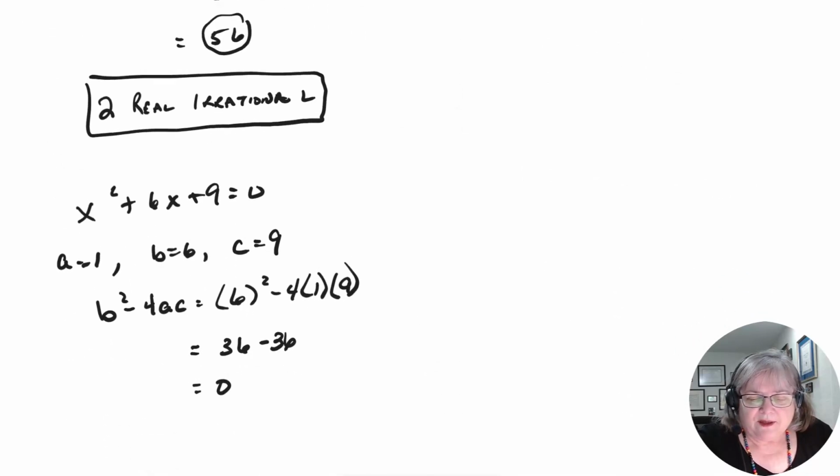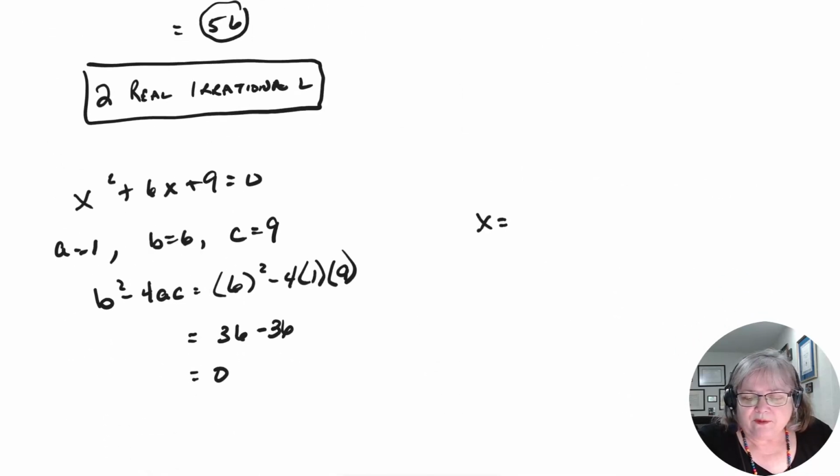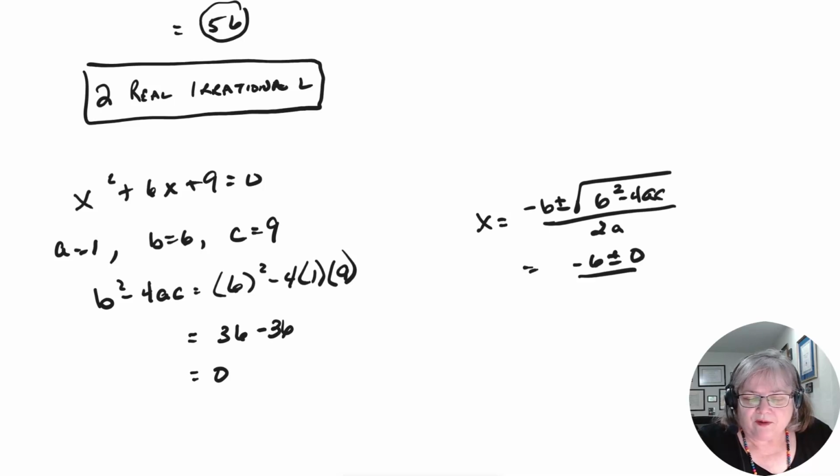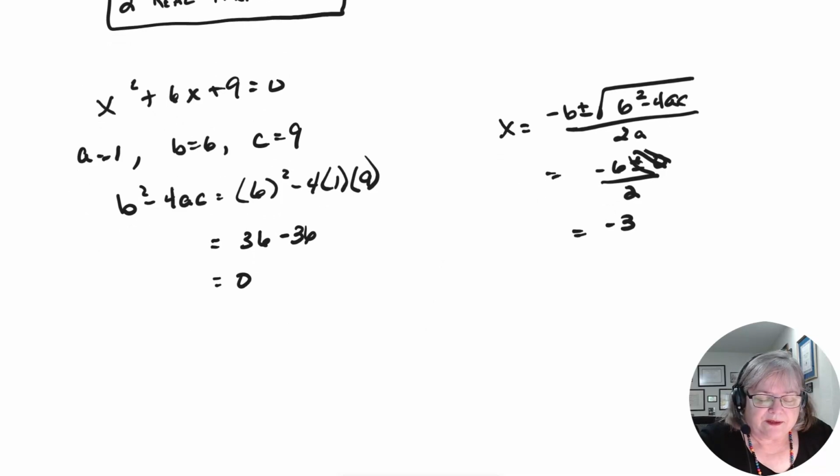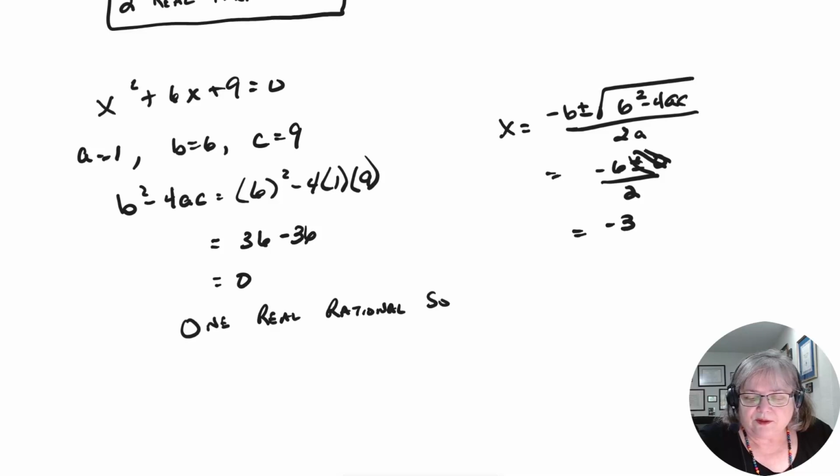Which makes sense because what you would have done in the quadratic formula is you would have had minus 6 plus or minus 0 over 2, right? So plus or minus 0 doesn't do anything. You would have just had minus 3. And sometimes that's called a double root, and we talk about that in earlier videos. So this is one real, happens to be rational solution or root or whatever it is that you want to talk about.